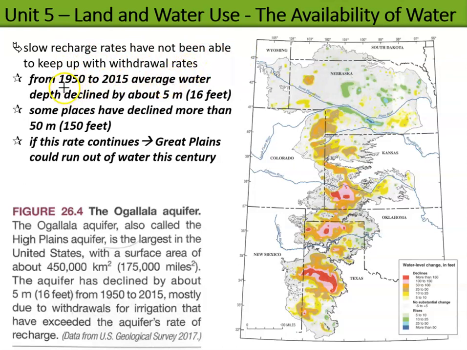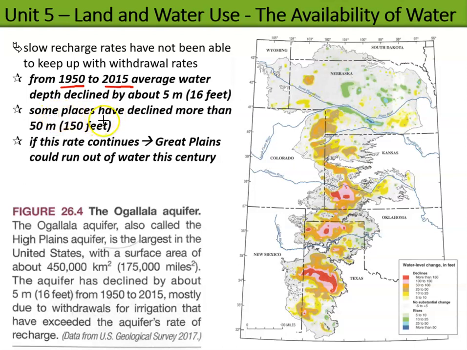So on average from 1950 to 2015, the average water depth of the Ogallala Aquifer, the water table, has declined by about 5 meters, about 16 feet. Now that doesn't sound like a whole lot, and it's actually not if it was spread out evenly throughout the entire aquifer. But this is the average decline.